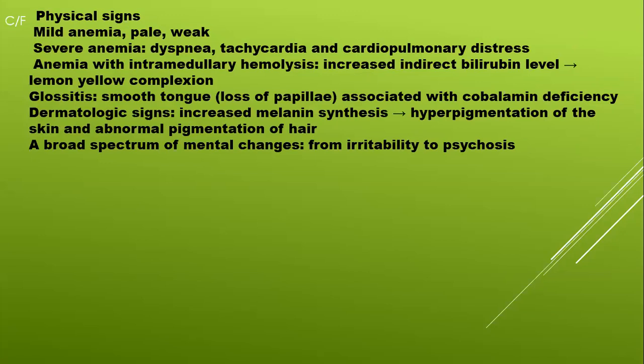Physical signs: mild anemia causes pallor and weakness; severe anemia causes dyspnea, tachycardia, and cardiopulmonary distress. Anemia with intramedullary hemolysis shows increased indirect bilirubin level causing jaundice. Glossitis, smooth with loss of papillae, is associated with cobalamin deficiency. Dermatological signs: increased melanin synthesis causes hyperpigmentation of the skin and abnormal pigmentation of hair. Broad spectrum of mental changes from irritability up to psychosis.